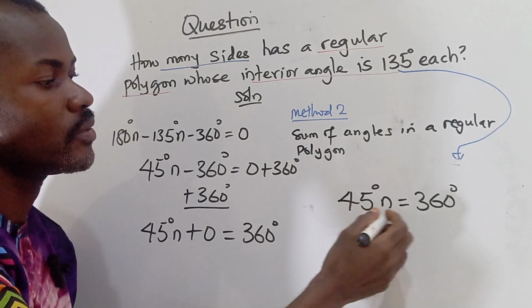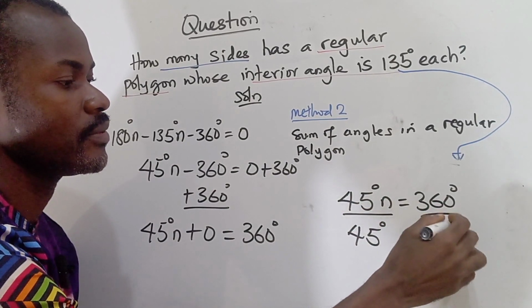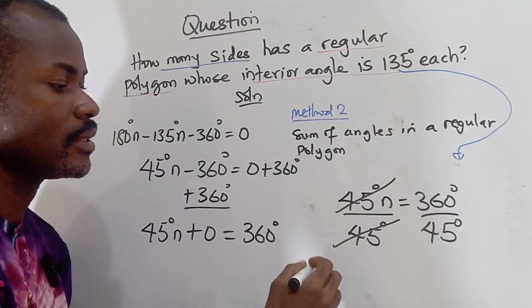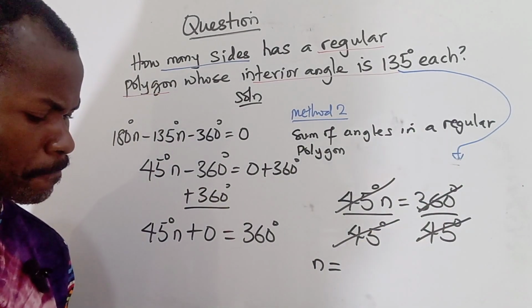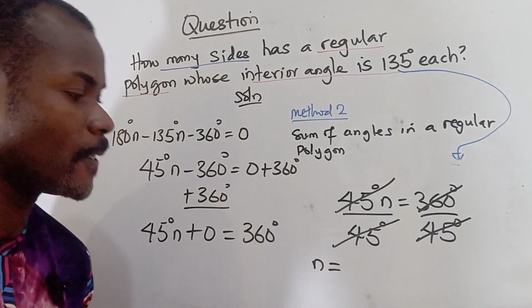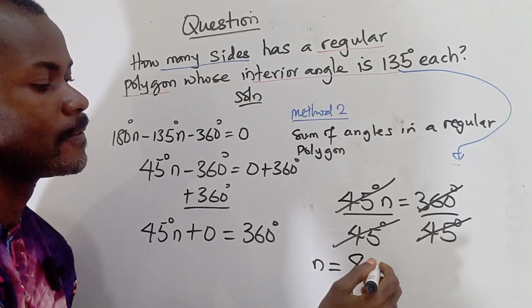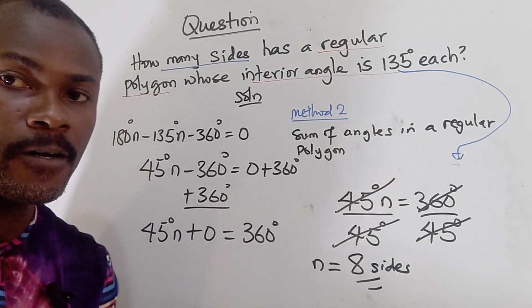From this, we are going to divide both sides by 45 degrees. This can cancel out this. So our N is equal to, if this goes into this, just like we have solved before, we know that we are going to get 8. So N is also 8 sides. Solving using this second method.